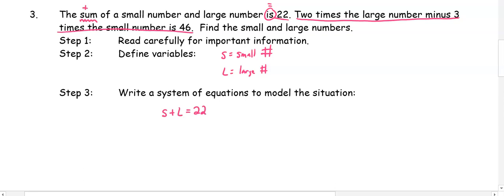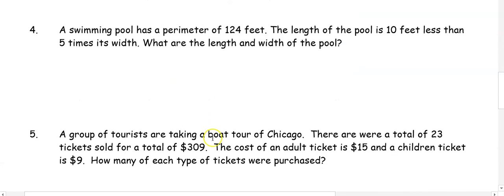The second sentence gives us our equation if we just read through it word by word. So 2 times the larger number, which would be 2L, minus 3 times the smaller number, so minus 3S, is, remember, is again means equal, so equals 46.